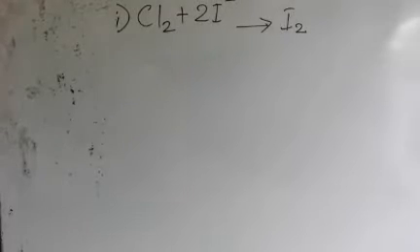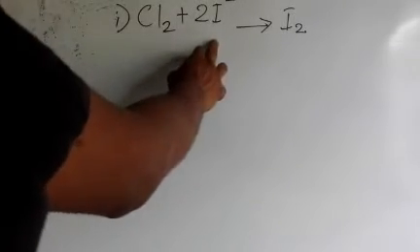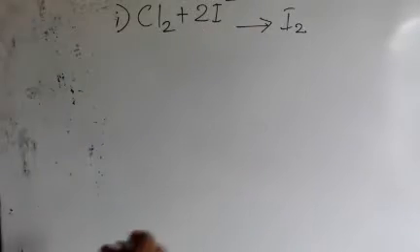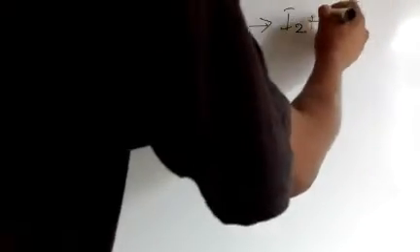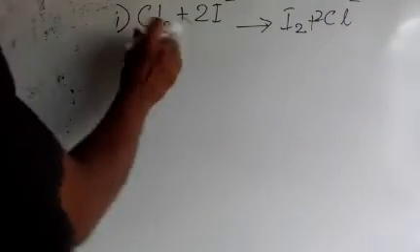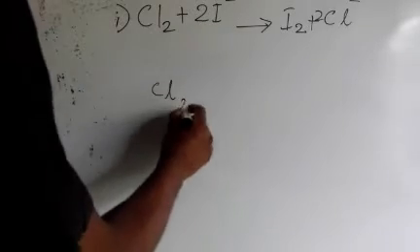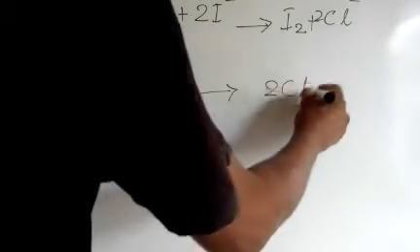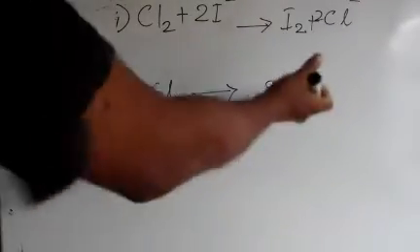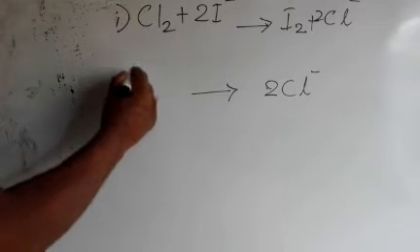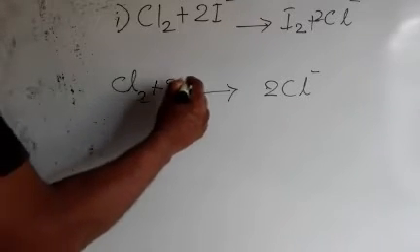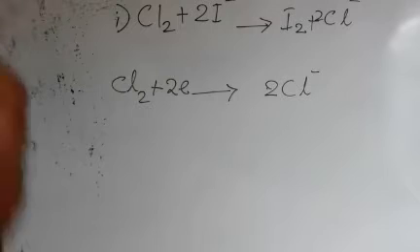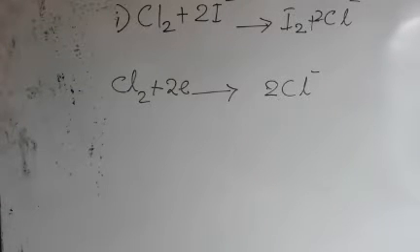So this is the first one. Chlorine reacts with iodide ions, and iodine and chloride ions are formed. So the two half equations are, we can take this first. Chlorine will become 2 chloride ions. So that means for chlorine you have to add 2 electrons. So chlorine obtains 2 electrons, which means it is a reduction.